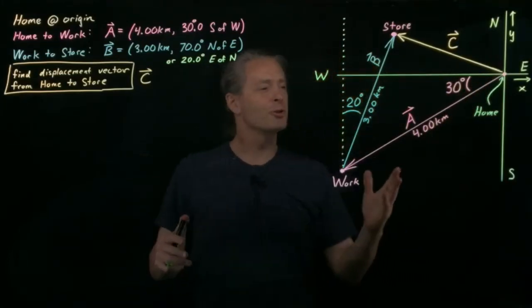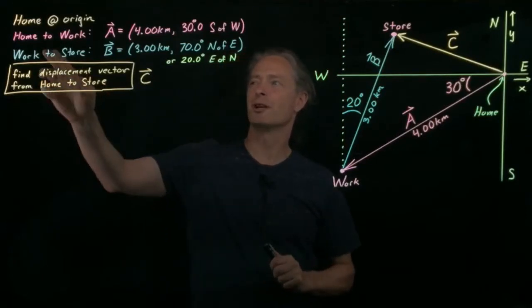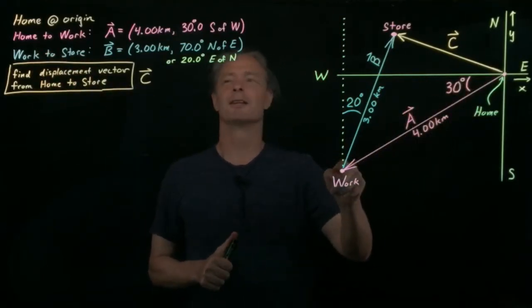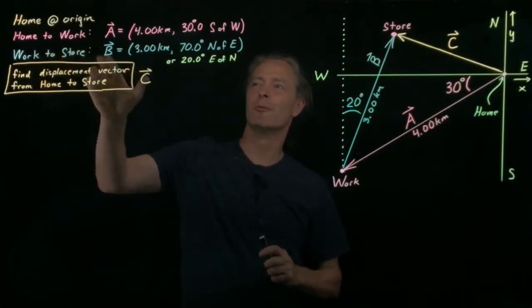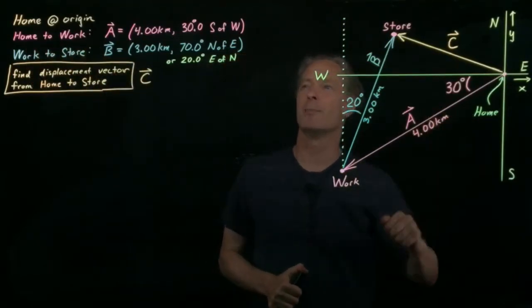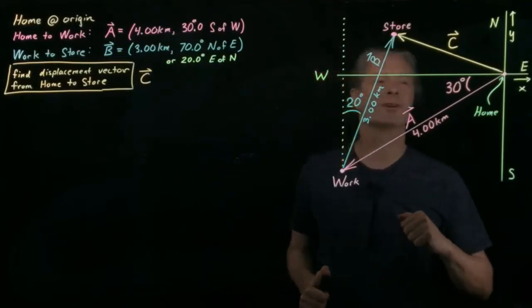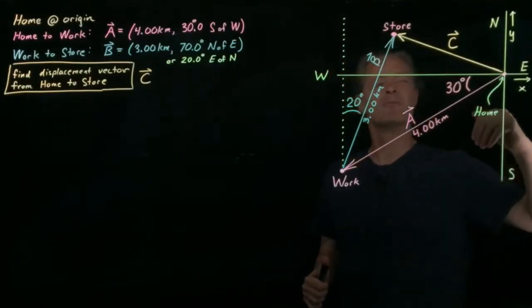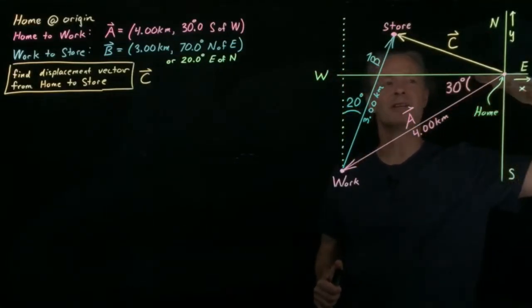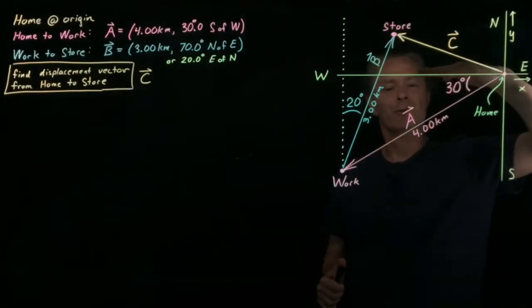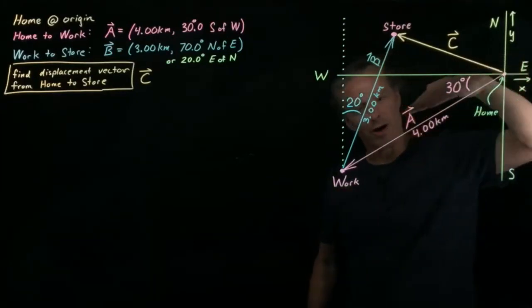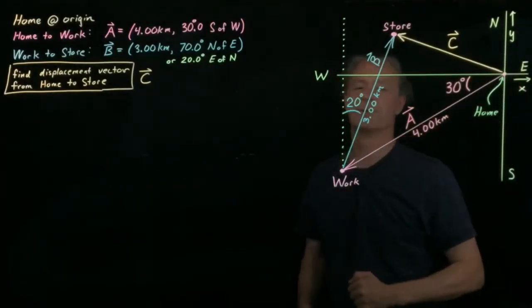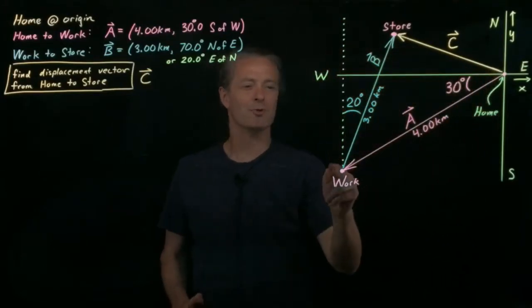And I go through two successive displacements. First I go from home to work, and then I go from work to the store. So let's imagine the displacement from home to work is 4 kilometers in the direction 30 degrees south of west. So what do I mean by 30 degrees south of west? I mean from west, orient yourself 30 degrees south, so you're now 30 degrees south of west, and then from your starting point, walk in that direction 4 kilometers. Great. So that's home to work.